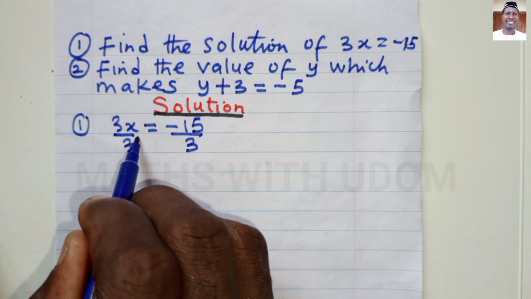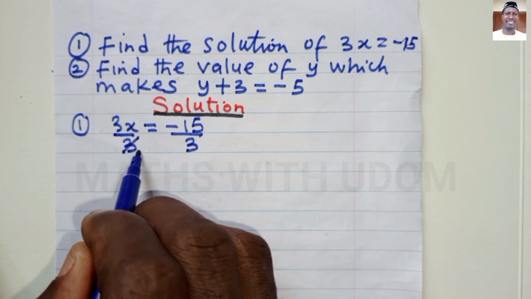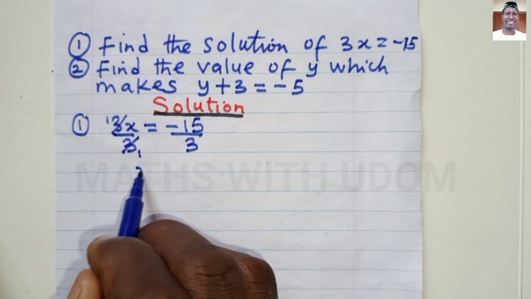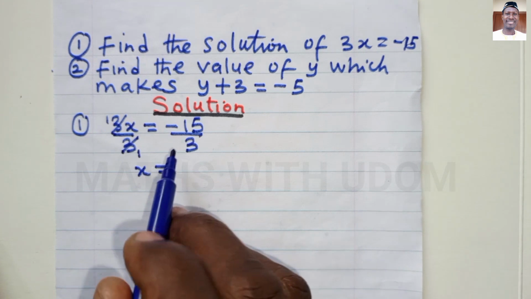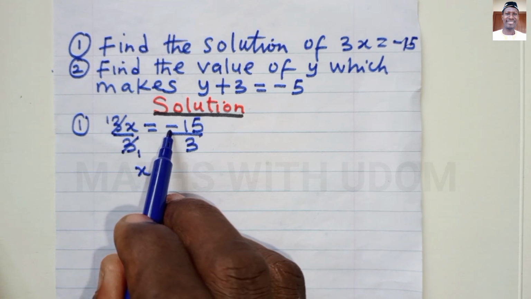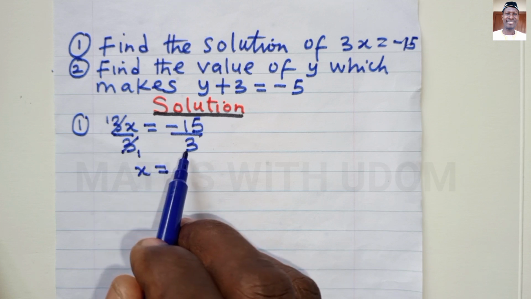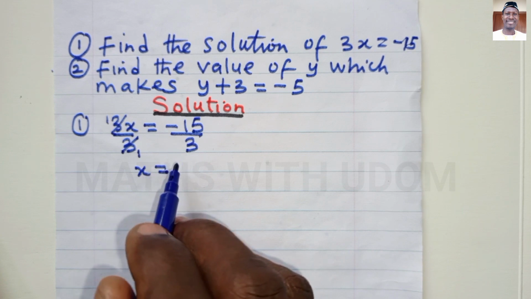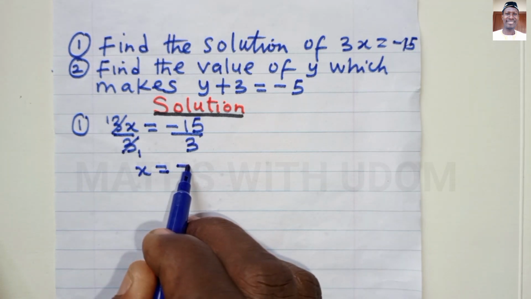So 3 is a common factor. 3 in 3, 1. 3 divided by 3, 1. So what is here is x equals to. Now, the numerator has a negative as the sign, while the denominator has an invisible plus. So minus divided by plus is equal to minus.